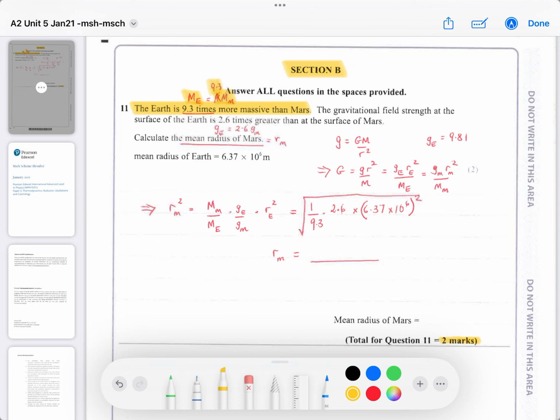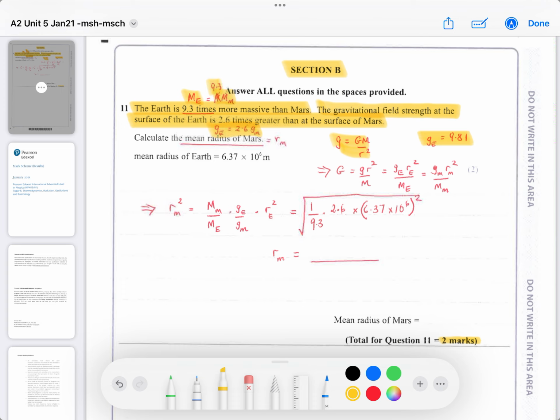The gravitational field strength at the surface. So again, it's g equals GM over R squared at the surface. The gravitational field strength at the surface of Earth, in other words, g, is 2.6 times greater than at the surface of Mars. Okay, so the g of Earth is 2.6 times g of Mars. And we know g of Earth is 9.81. I haven't put the units in. Please, I apologize. Calculate the mean radius of Mars.